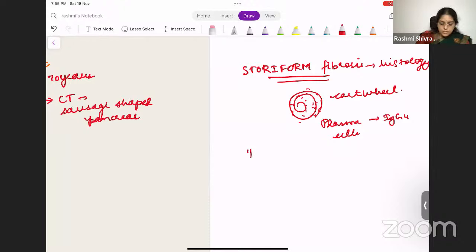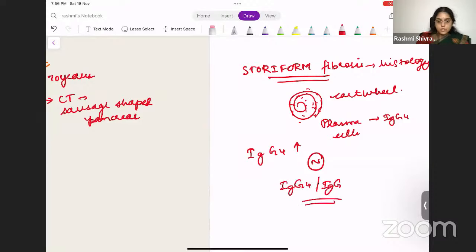Okay. So, as the topic says, IgG4 levels will be elevated. Sometimes they can be normal. In those conditions, what should you do? You should do a ratio of IgG4 by IgG. That time you will show an elevation. That's when you diagnose that the patient is having IgG4 related disease. So IgG4 is most commonly elevated, but sometimes it can be normal, when you should do this.